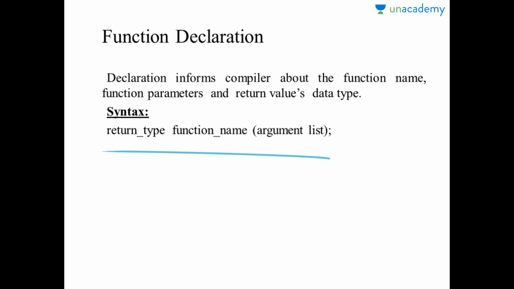Look at the syntax here. It's for declaring a function. Now, what does a declaration do? It simply informs the compiler about the function name, function parameters, and the return value's data type. So according to this syntax, we first need to specify the return type, then the desired function name, and then all the arguments to be passed with it.